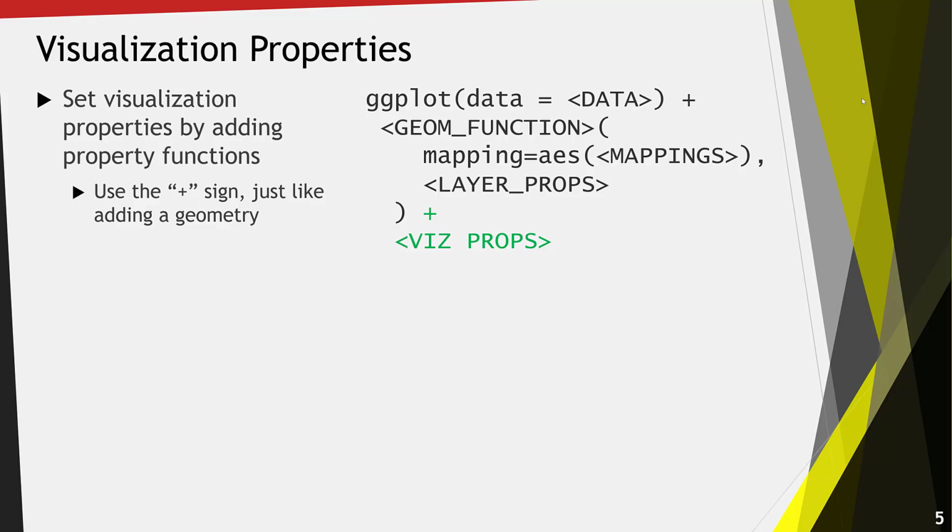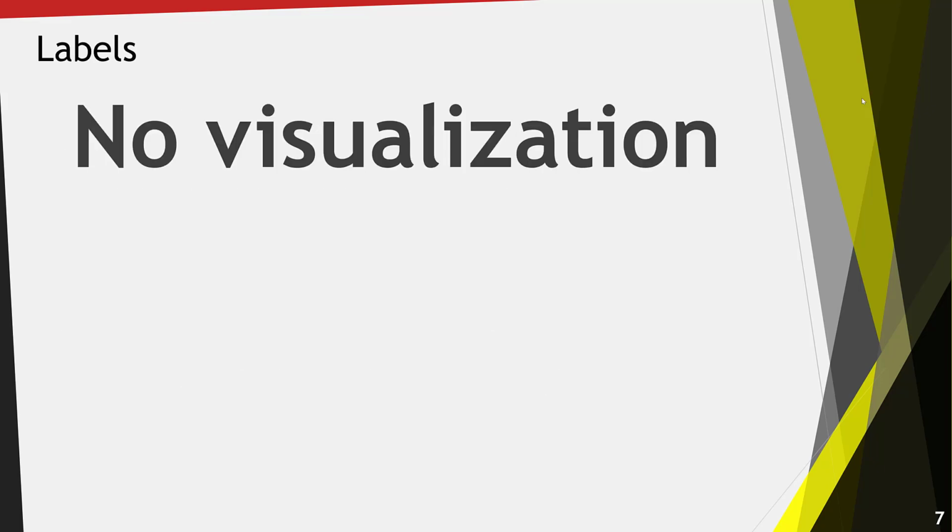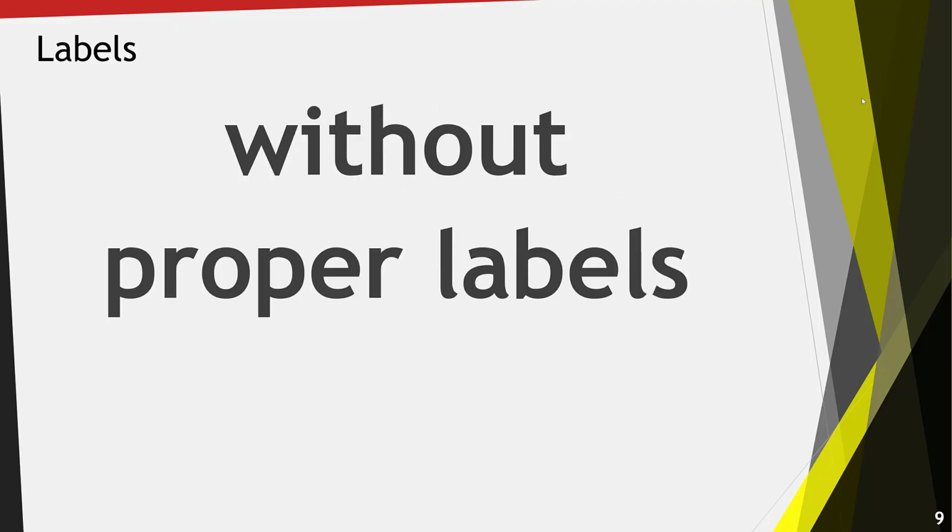This video is going to cover one subset of those visualization properties, which change the text that appears on your visualization. You can change text in your visualization by altering the labels. These are probably the most important visualization property you might manipulate. These include titles. So for example, the graph as a whole and a subtitle that might go along with it as well. The graph tag, or a piece of text that might label a graph. Text on the X and the Y axis to specify the information contained on that axis, or possibly the units as well. These are all designed to communicate the content of your visualization. Importantly, no visualization is complete without proper labels. But just to re-emphasize, no visualization is complete without proper labels.